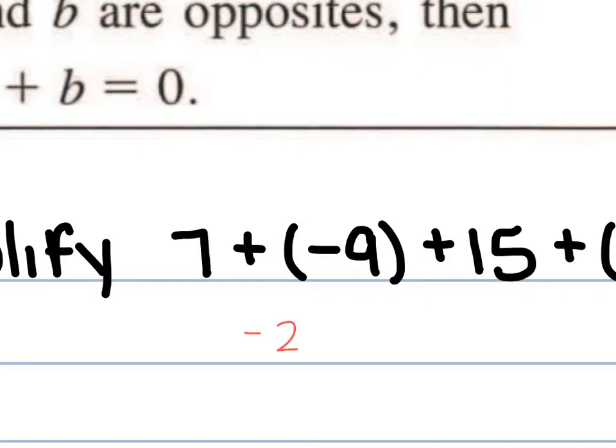Remember, keep the sign in front of the bigger number, subtract the two numbers. The bigger number here without looking at the signs is the 9. The sign in front of it is negative, so we're going to keep the negative and then subtract 9 minus 7, which gives us 2, and that answer is negative 2. We're going to drop everything else down.